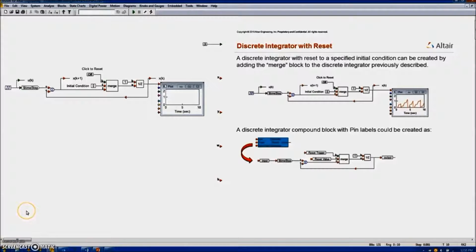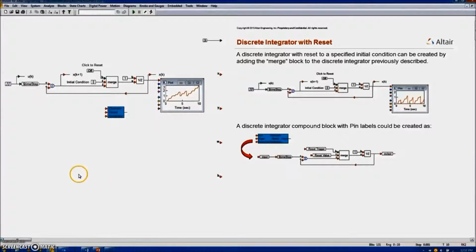We can modify the discrete integrator we previously created with reset capability by adding the merge block. In this diagram, I'm using a merge block to reset the initial condition of a discrete integrator. I'm integrating a square wave, and as we run this, I will periodically reset the integrator. You can see that I'm resetting it to its initial condition of 0.